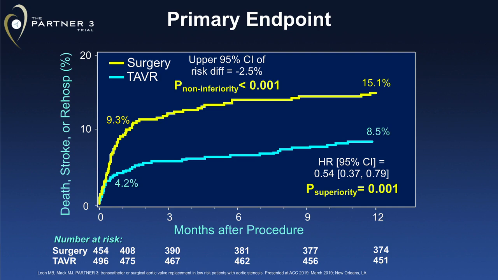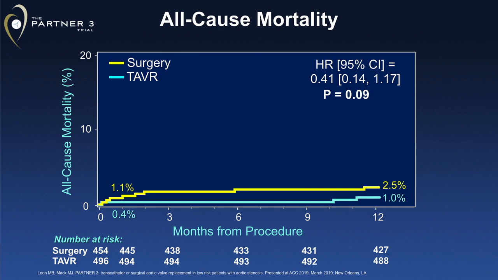And then they did the statistical analysis for superiority, and it was actually highly statistically significant at 1 year that TAVR was superior to surgery. So this is looking at just all-cause mortality. Though the all-cause mortality trended to be higher in surgery than TAVR, it's not statistically significantly different.